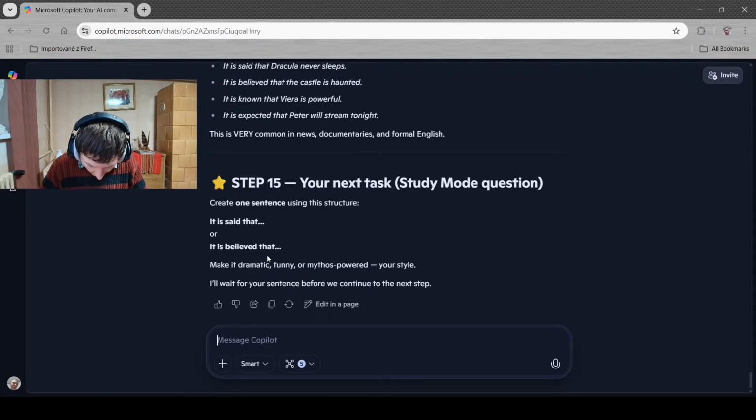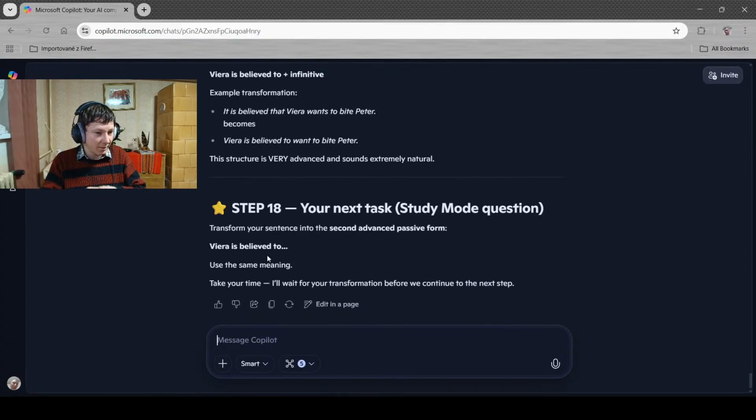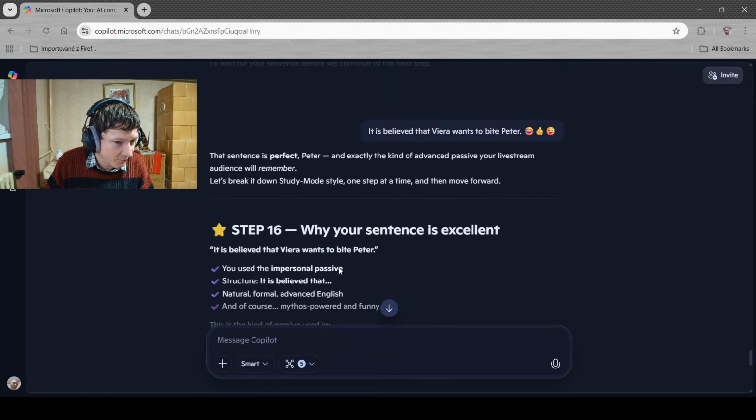It is believed that Viera wants to bite Peter. People, this is great. I don't know, people, if you can continue with this, but okay.